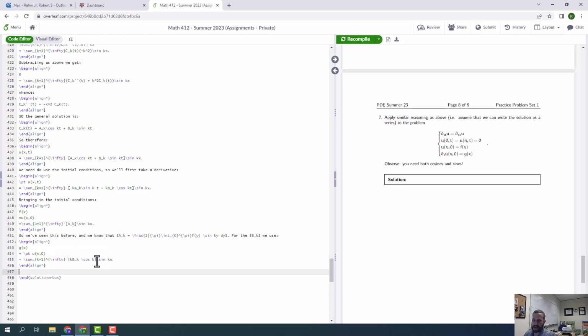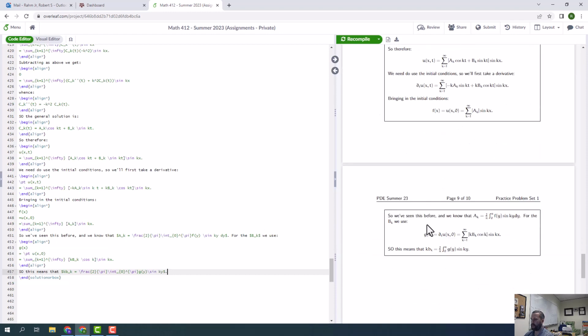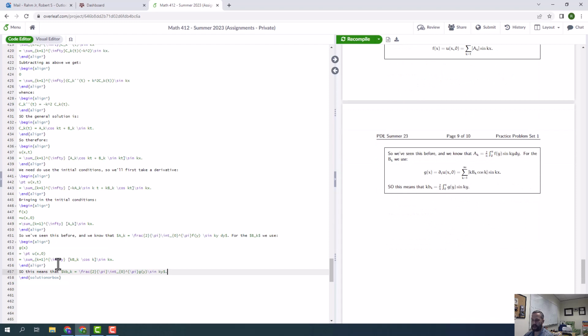We're writing g of x as a sine series, and the coefficients are going to be k bk. Okay, so this means that k bk is equal to this integral, the integral from 0 to pi of g of y sine ky. Let me compile this so we can look at it. Okay, I should have done that before. I'm sorry. So that's what we have here. K bk is equal to that.